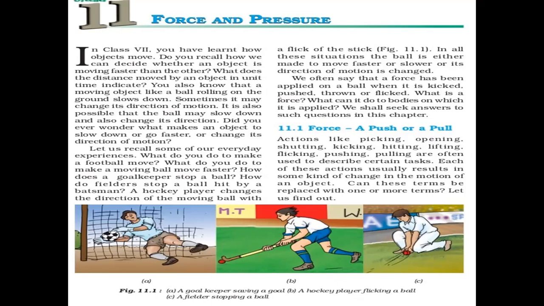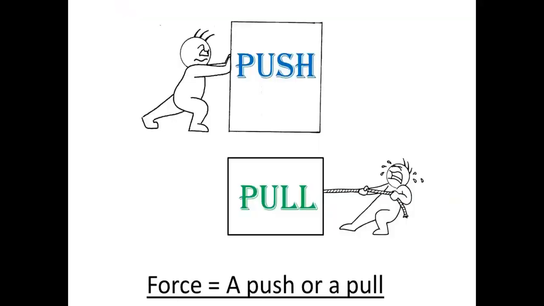Now in all these actions, what is happening is that we are applying some amount of force, due to which there is a change in the motion of the object, meaning the object is moving. So now instead of using all these action words, we'll make use of just two words, that is either push or pull. So in science, we define force as a push or a pull.